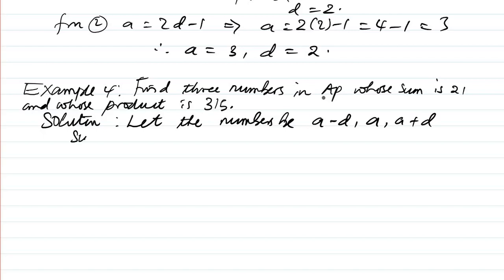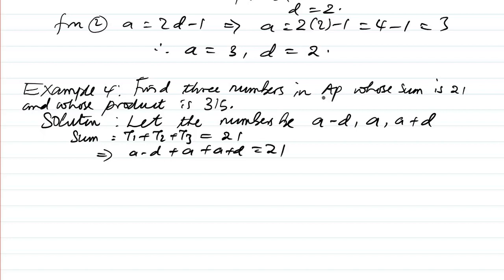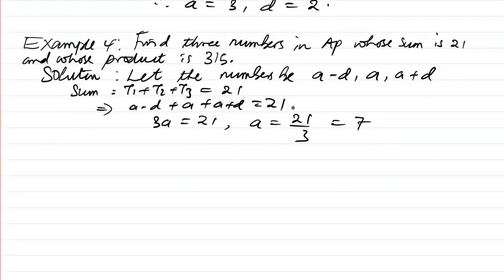So the sum, meaning that T1 plus T2 plus T3, will be equal to 21. This implies that A minus D plus A plus A plus D is equal to 21. So that means that 3A is equal to 21 and A will be equal to 21 over 3. You have 7. A is 7. We have A to be 7 now. So how can we get the D?